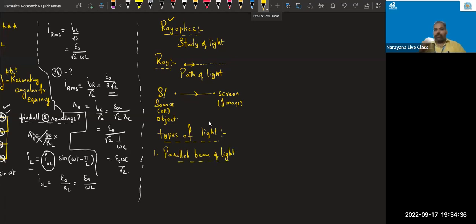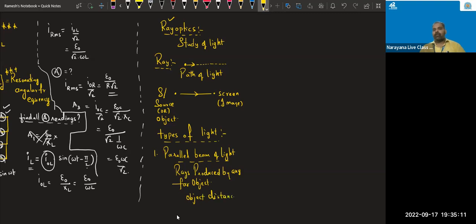So parallel beam of light is nothing but the light rays produced by any far object. The rays produced by which object? Any far object is called what here? Parallel beam of light. What is the meaning of far? Infinity. Far means object distance equal to how much? Infinity.